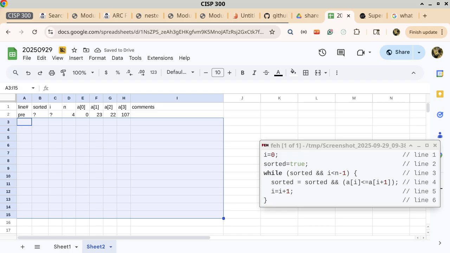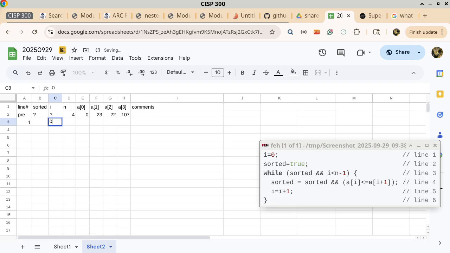Okay. So we are still starting with line 1, still doing the same thing. I gets initialized to 0. Line 2, sorted becomes true. Line 3, sorted itself is true. I is 0. N minus 1 is 3. 0 is less than 3 is true. So we have true and true. Sorted and I is less than n minus 1 is true.